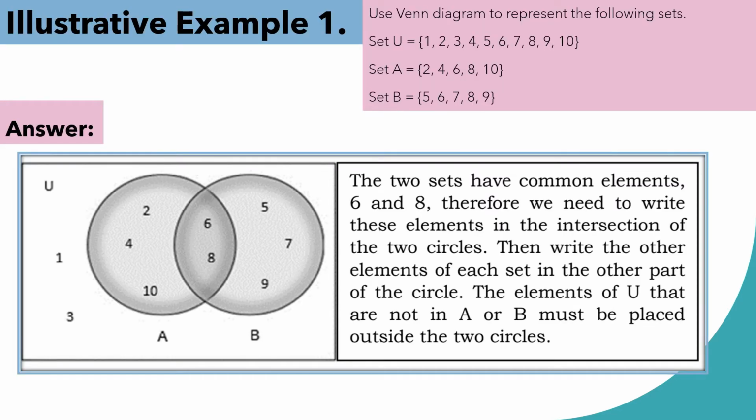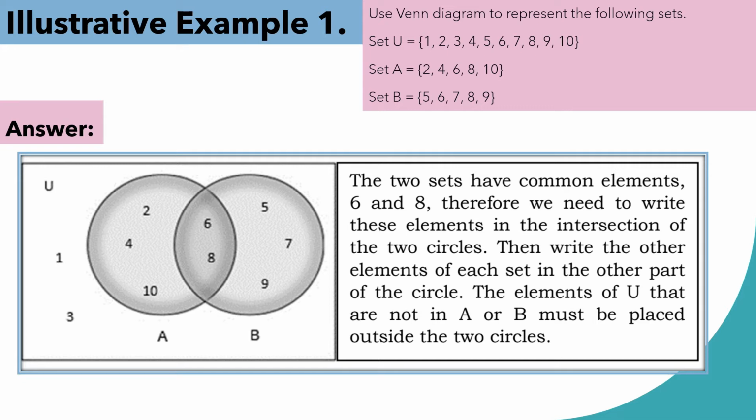So this is the answer for illustrative example number 1. Take a look at the Venn diagram. The two sets have common elements, 6 and 8. Therefore, we need to write these elements in the intersection of the two circles, in the middle part. Then write the other elements of each set in the other part of the circle. Do not forget to name the circle first. The elements of U that are not in A or B must be placed outside the two circles because they are under the universal set or set U.